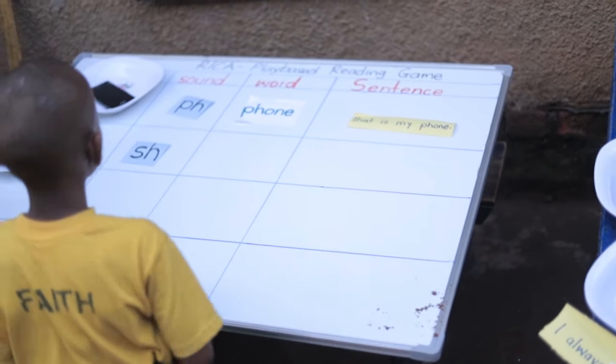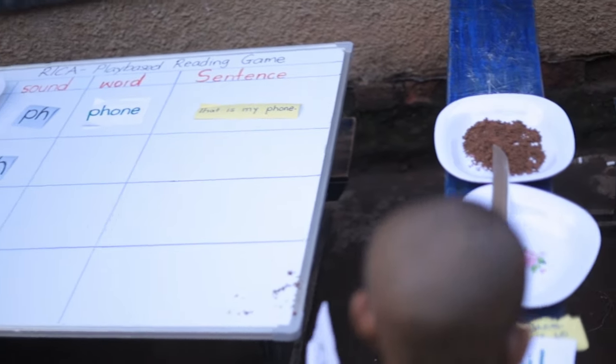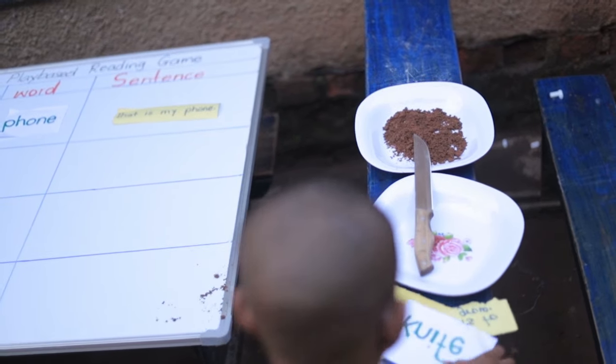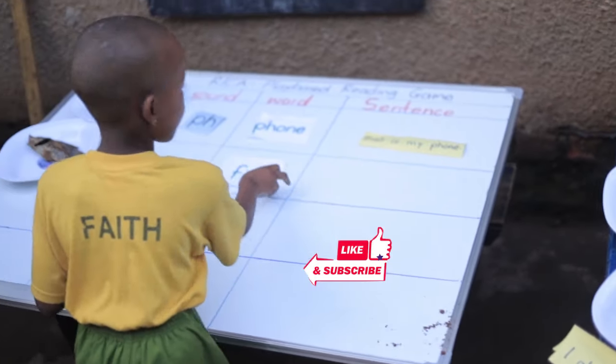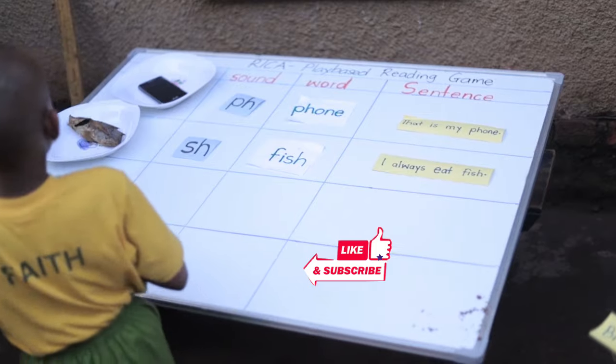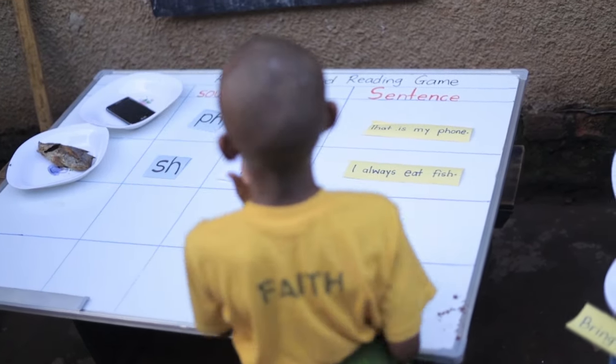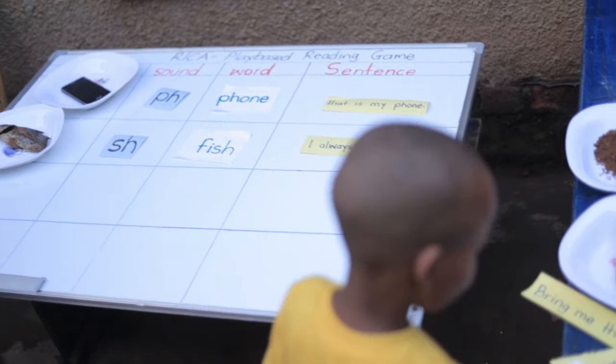Which sound is that? Sound ish. Okay. Fish. Shh. Fish. I always eat fish. Okay. Proceed.